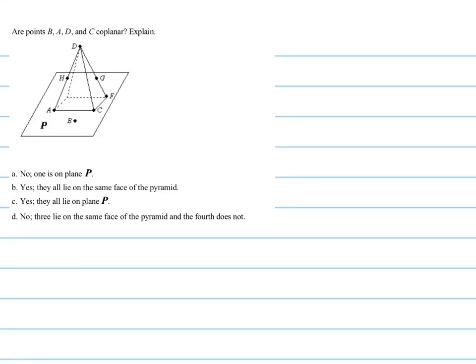Okay, this problem says our points B, A, D, and C coplanar. So what does coplanar mean? It means they're all on the same plane. 3 points, as long as they're not collinear, are always coplanar, just like 2 points are always collinear. Why? Because if I put 2 points somewhere in space, they determine a line. 2 points determine a line.